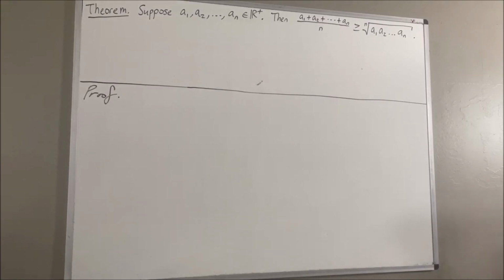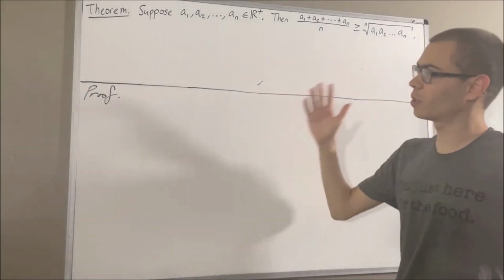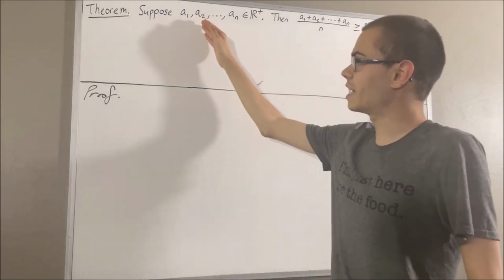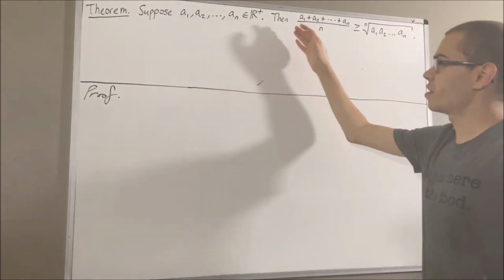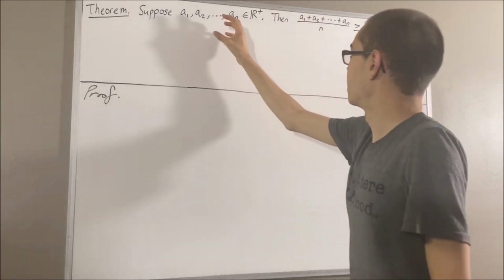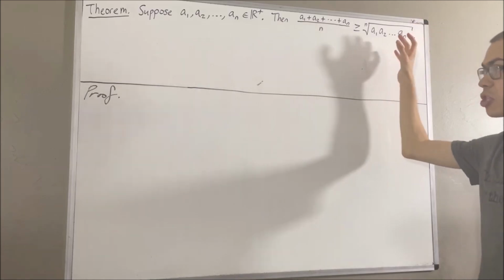Hello! In this video, we are going to prove the following theorem. Suppose a1, a2, ..., an is a list of positive real numbers. Then the arithmetic mean of this list is greater than or equal to the geometric mean of this list.